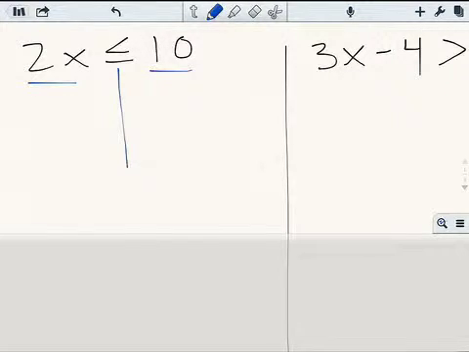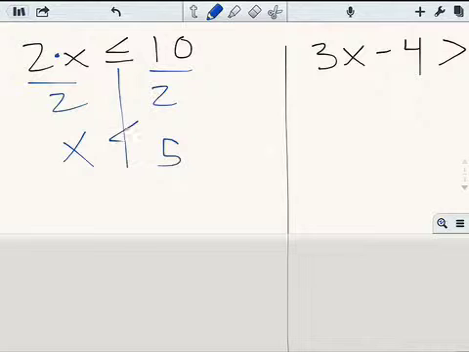In this case, we're going to divide both sides by 2 because this is 2 times x, and dividing by 2 undoes that 2. And so we'll be left with x on the left and 5 on the right. Instead of bringing down an equal sign, we're just going to bring down the inequality. And so we come up with this statement, x is less than or equal to 5, which should make some kind of sense because we started off with 2 times something is less than or equal to 10, and so that something must be less than or equal to 5. That's all we've figured out here.